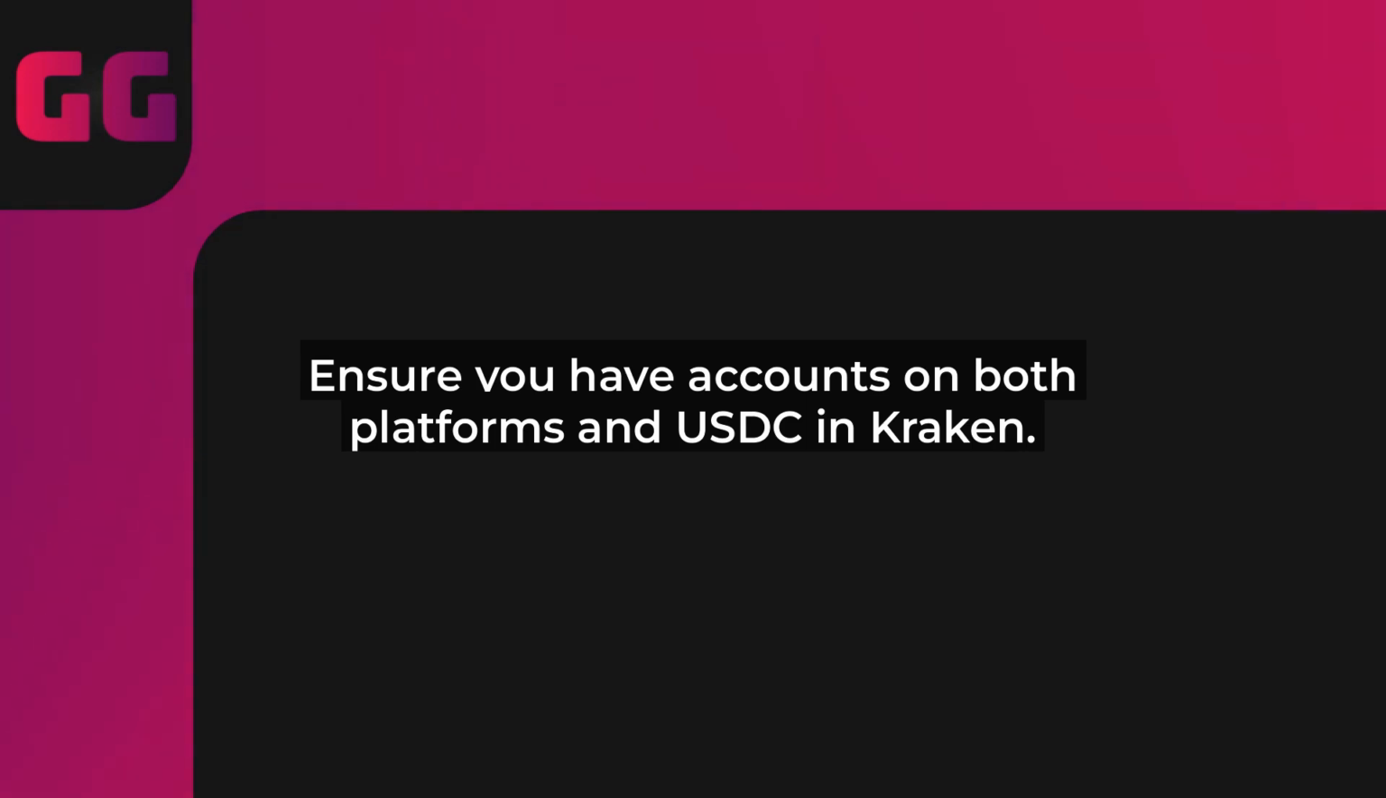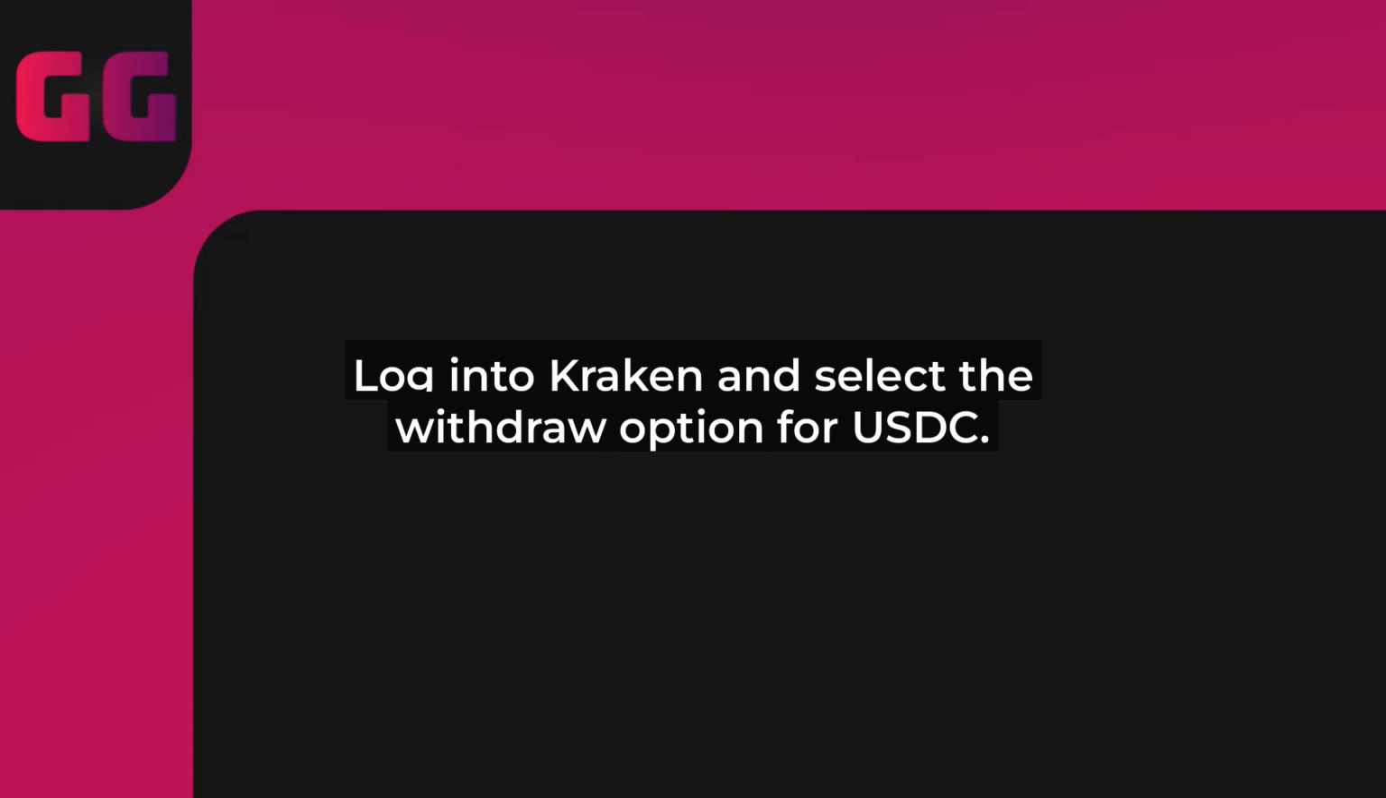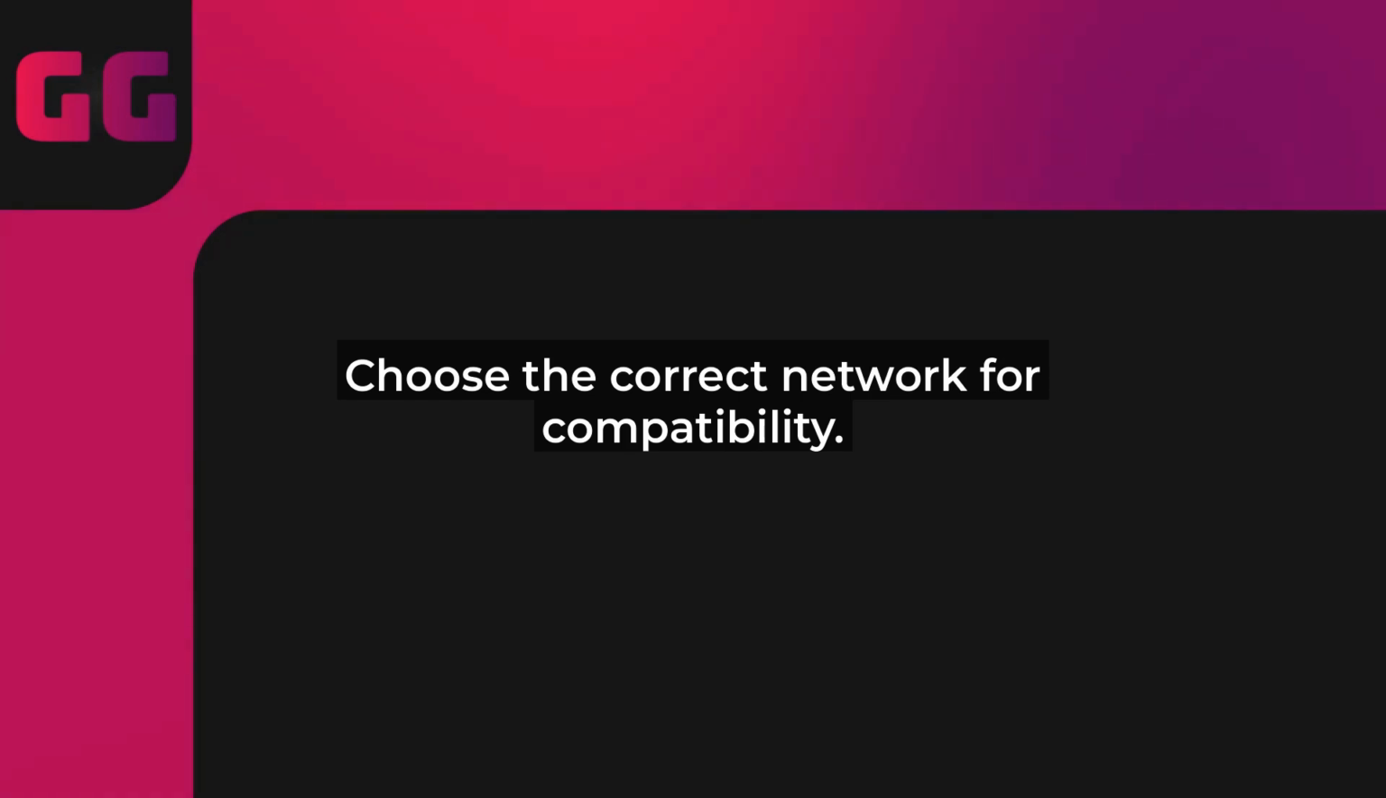Log into your Kraken account. Head over to the dashboard and find your wallet section. Look for USDC in your asset list. Once you're there, click on the withdraw option next to USDC. Kraken will prompt you to select the network. Stick with the most common one like Ethereum or whatever Revolut supports in 2025 to ensure compatibility. Double-check this, as using the wrong network could mean losing your funds forever.